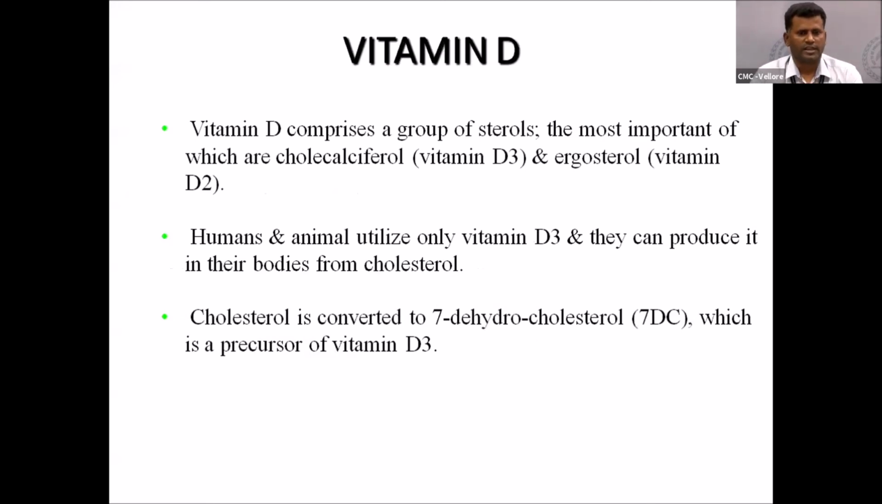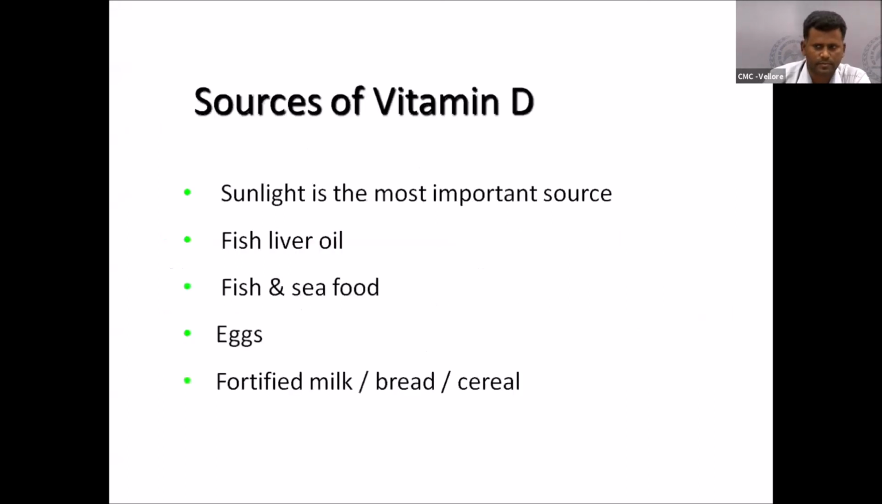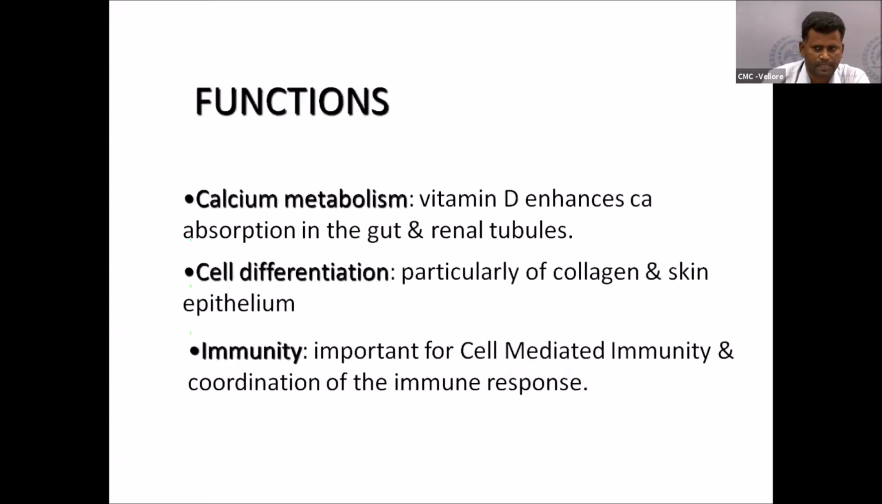So as you all know, vitamin D is synthesized from cholesterol, mainly after sunlight exposure. The cholesterol in the skin is being converted into 7-dehydrocholesterol, which is a precursor for vitamin D3. Sources of vitamin D: mainly sunlight is the most important source, and fish liver oil and seafoods, egg, and fortified milk and other food items can be a source of vitamin D.